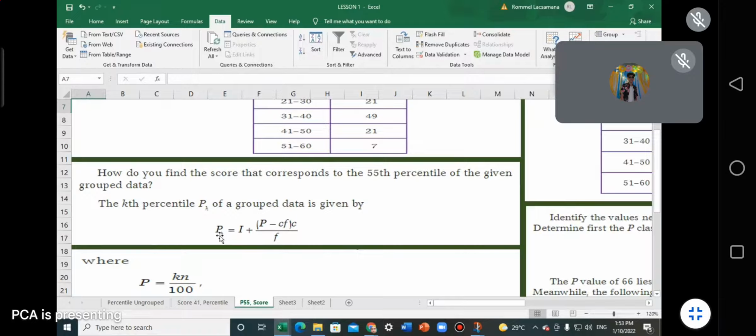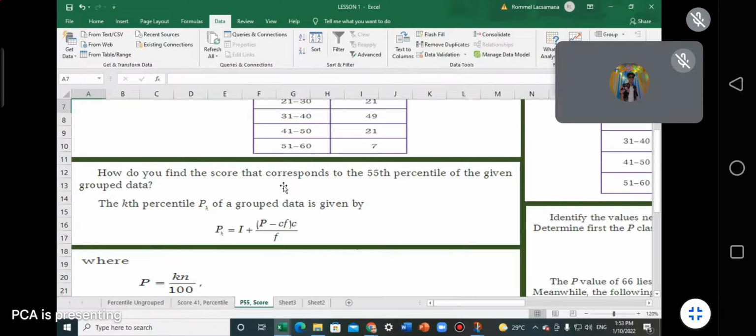Okay, if you cannot actually read this, it's PK, no? It's not PI, okay? It's not mura. This is PK. K is for the rank. Okay, sige. Let's have this one now.